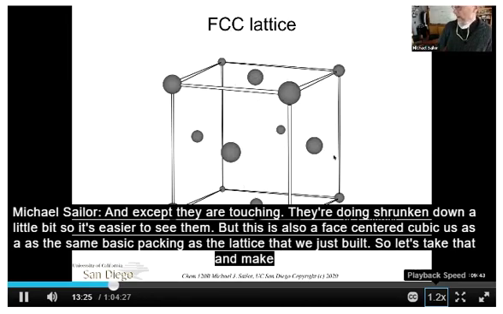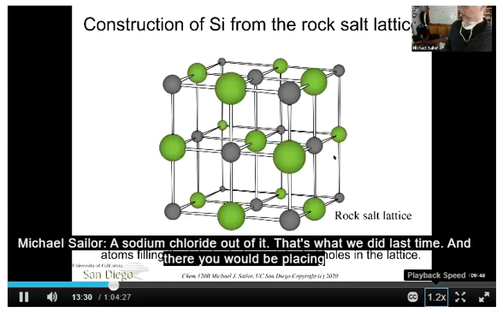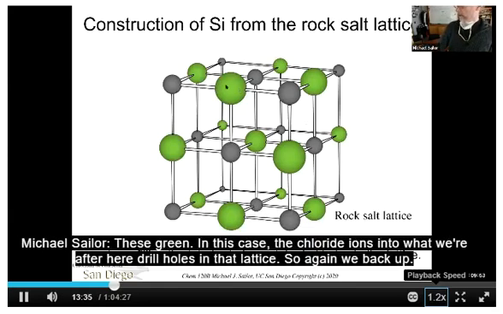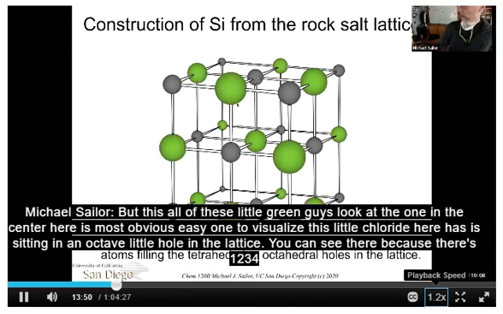So let's take that and make a sodium chloride out of it. That's what we did last time. There you would be placing these green, in this case, the chloride ions, into what were octahedral holes in that lattice. So again, we back up. That's our lattice. And if we look where the octahedral holes are, it may not be as obvious or easy to see here as it will be in that physical model that I just built for you. But all of these little green guys, look at the one in the center here, is the most obvious and easy one to visualize. This little chloride here is sitting in an octahedral hole in the lattice.